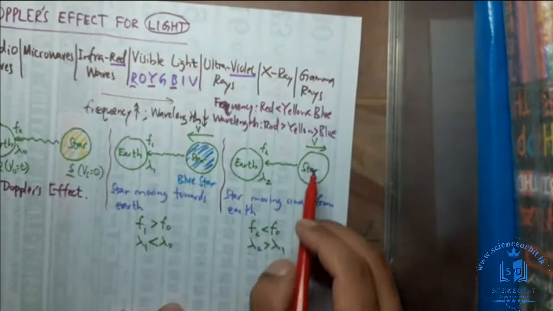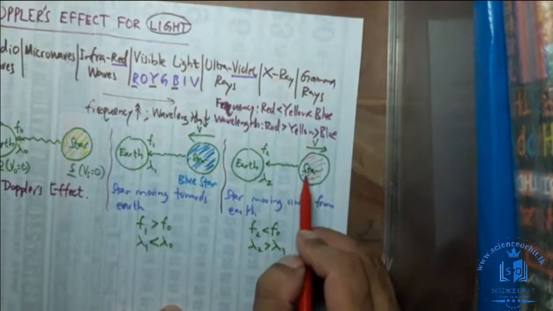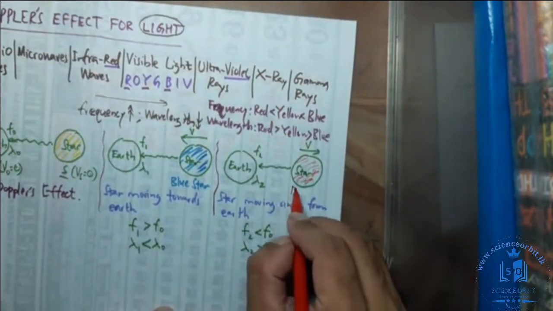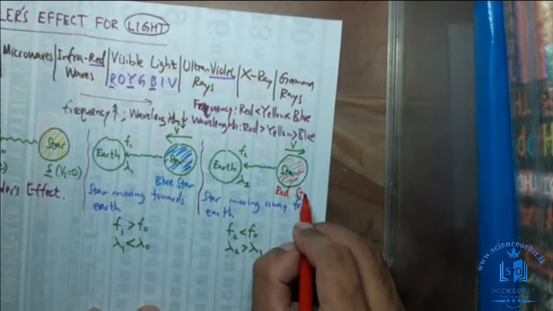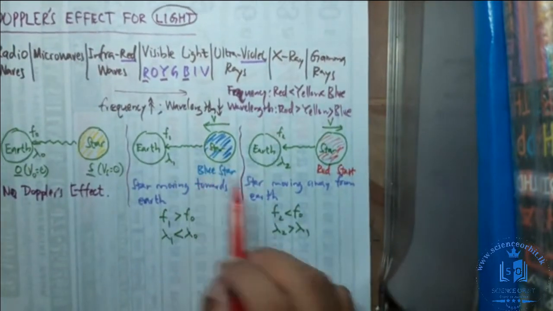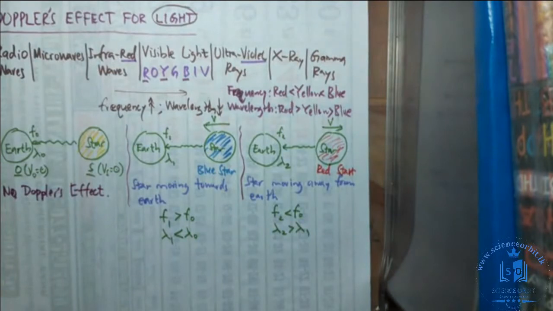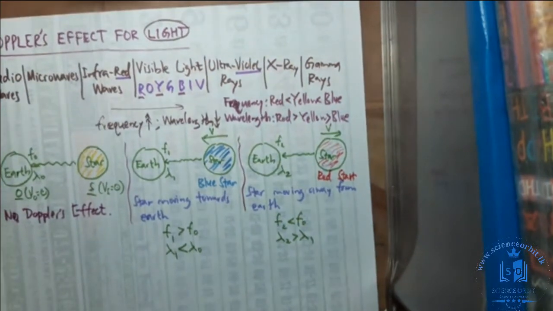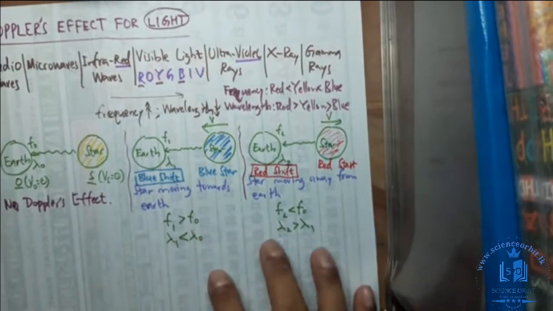So this star will appear in red color. So there is no surprise, this is called a red star, or we call this phenomenon blue shift. We call this phenomenon red shift. That is another way you can okay, that is it.